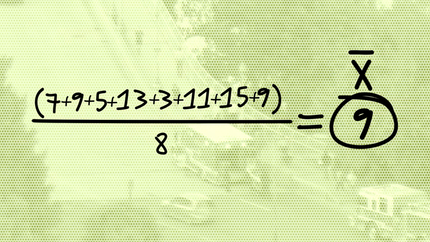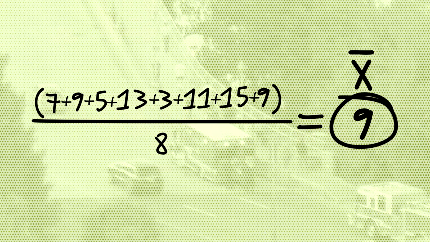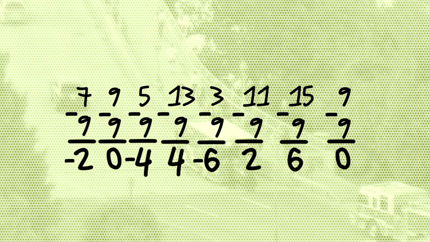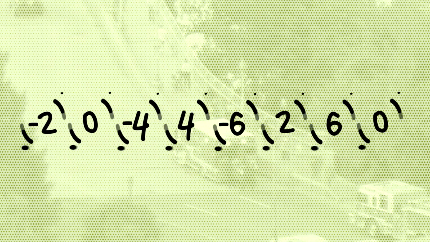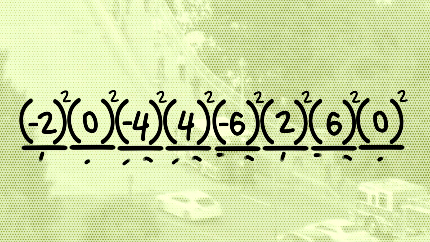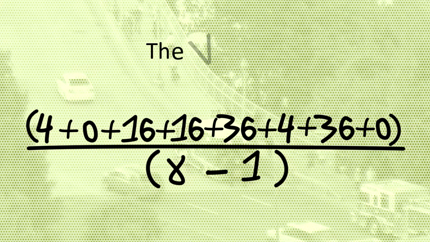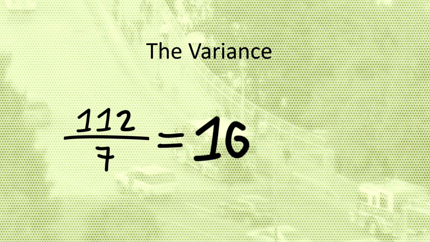Next, we would need to find the deviations from the mean, that is, the difference between each observation and the mean. Since our mean is 9, we would subtract 9 from each of our observations. As a third step, we would square each of these deviations. Next, we average the square deviations by adding them up and then dividing them by n minus 1, that is, 1 less than the sample size. This average of the squared deviations is called the variance.